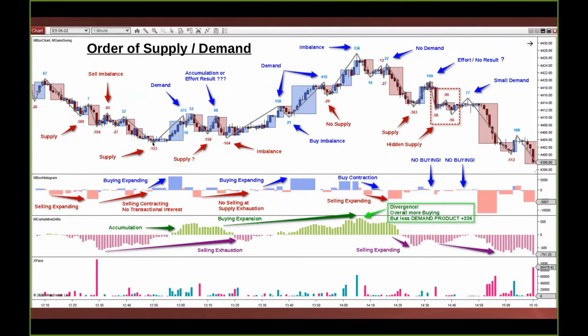So that's a sell imbalance. Price is going down here. Again, we have a minus 153. We have supply because it's expanding. We're going to minus 104, minus 27, minus 53. It's expanding, although it is less than the 380, right?